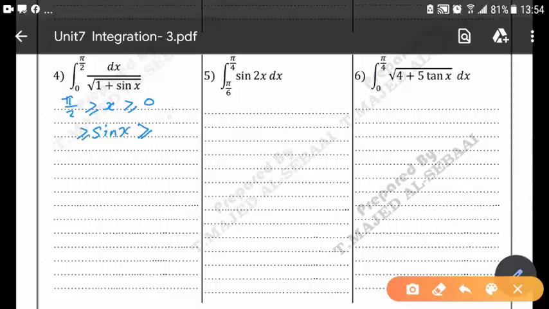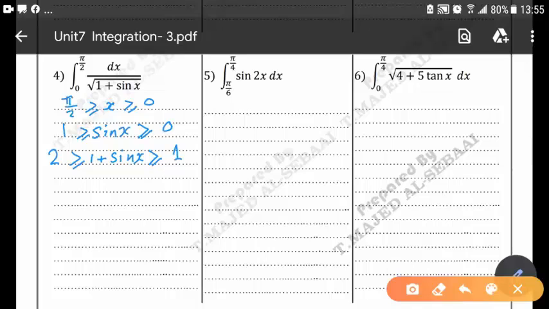What is the sine of 0? It is 0. What is the sine of pi over 2? It is 1. I think you know that. Okay, now add 1 to all the sides. So it's going to be 1 plus sine x. Now 0 plus 1 is 1. 1 plus 1 is 2.